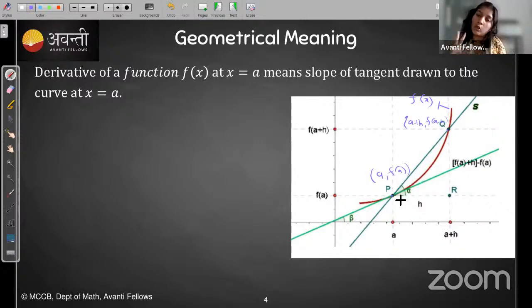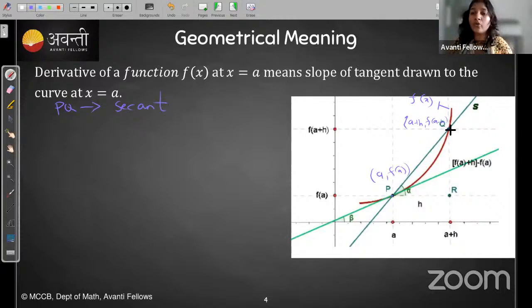Now, I'm drawing one line through these points, PQ. This line PQ is cutting the curve. You can observe here, the line PQ is completely cutting the curve. So whatever line cuts the curve, we call it a secant. So PQ is nothing but a secant.